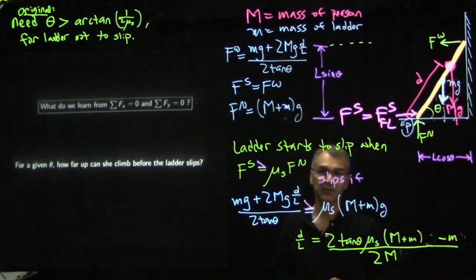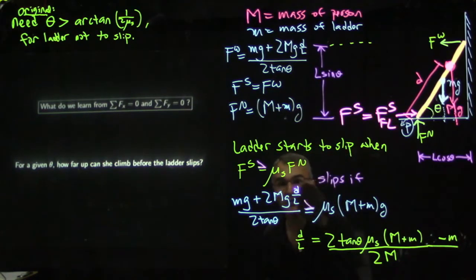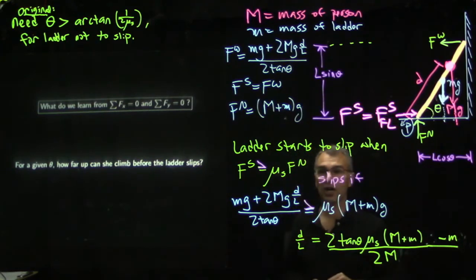So it does seem like the higher up you climb on the ladder, the bigger the risk of slipping. And I guess another interesting question you could evaluate is, what angle do you have to put the ladder at so that even if you're standing at the very top of the ladder, you are not going to slip? That might be a good homework problem too.